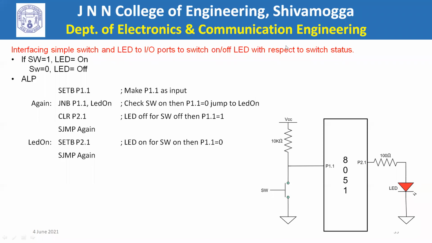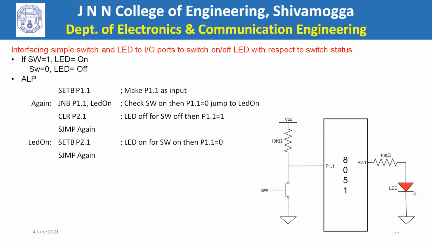Interface a simple switch and LED to IO ports to switch the LED on and off with respect to the switch status. So if SW is equal to 1, LED is on. SW is equal to 0, LED is off. So you have connected your push button switch to P1.1 as shown, and you have connected the LED through a 100 ohm resistor to P2.1.